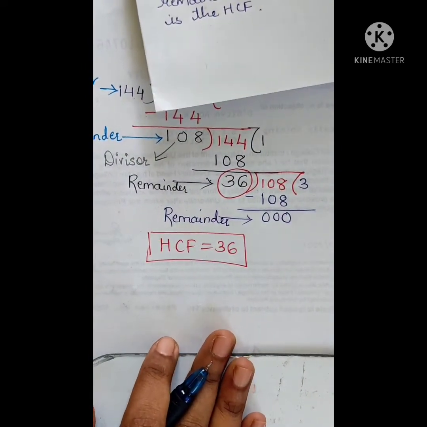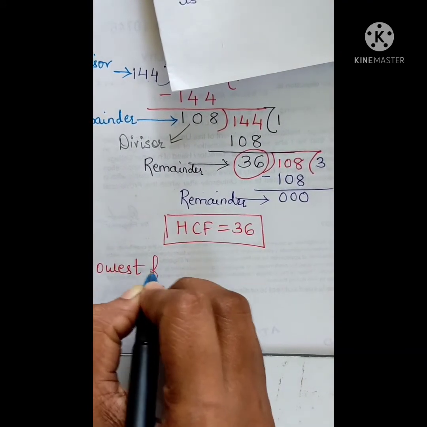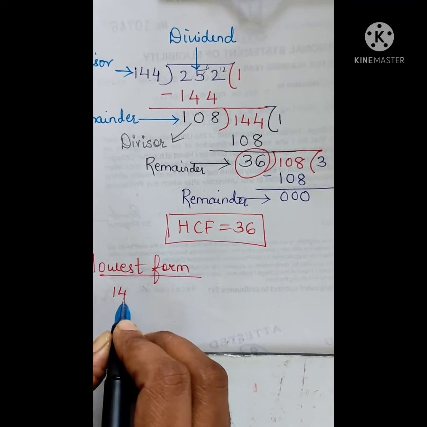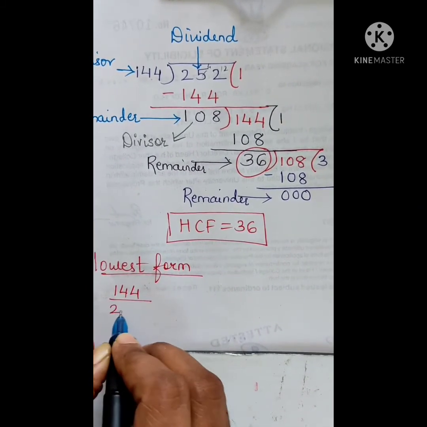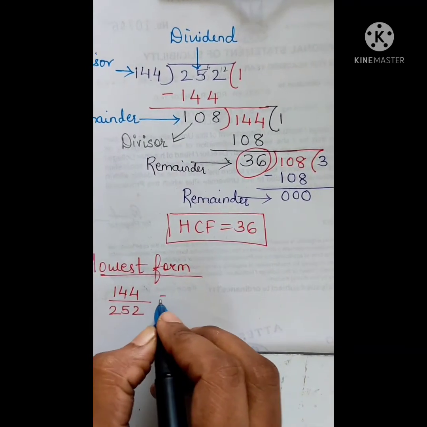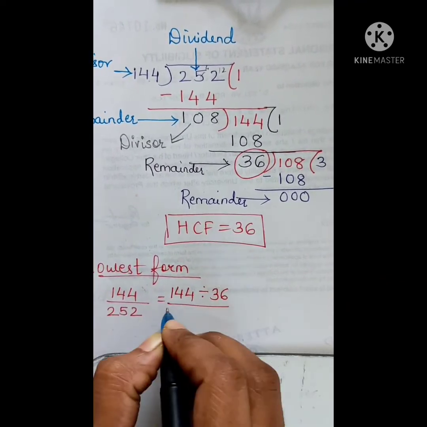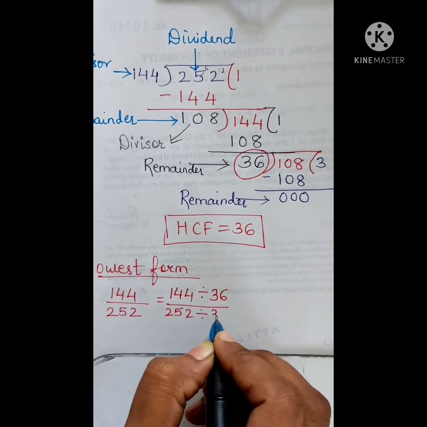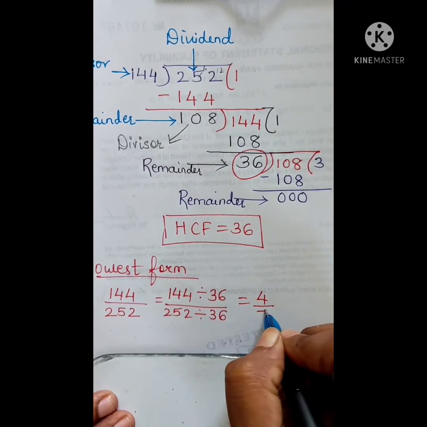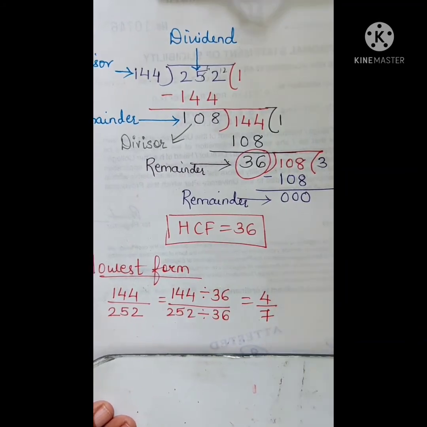Okay, now how to reduce to the lowest form? The same question, how to reduce to the lowest form, or you can even say the simplest form. Now what is the question? The question is 144 upon 252. Whatever the question is, divide that by the HCF you got. So you get 144 divided by 36 and 252 divided by 36. After division you get the answer as 4 upon 7. So this is your lowest or simplest form of the fraction.